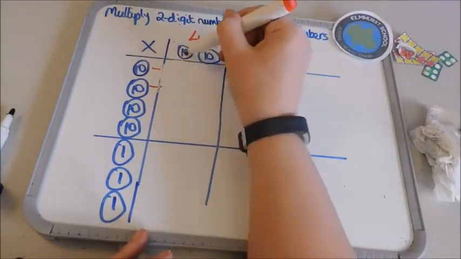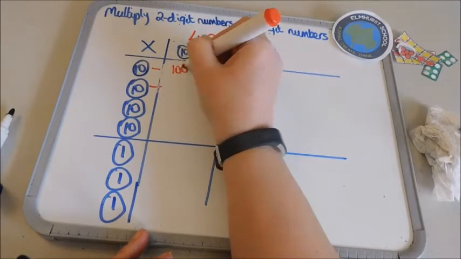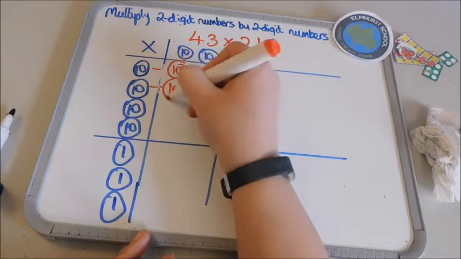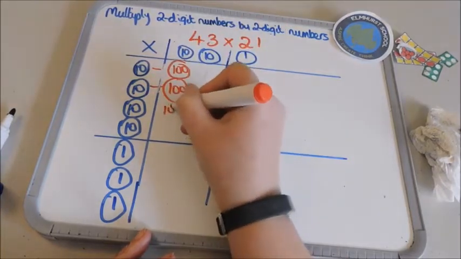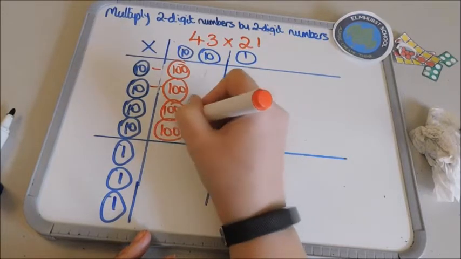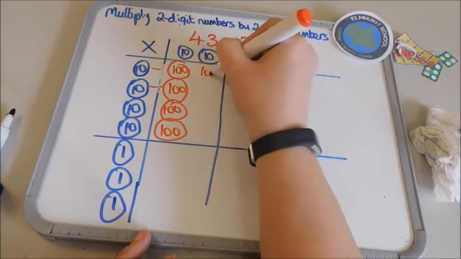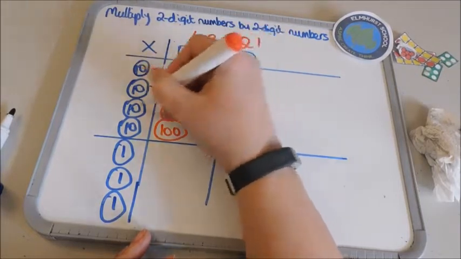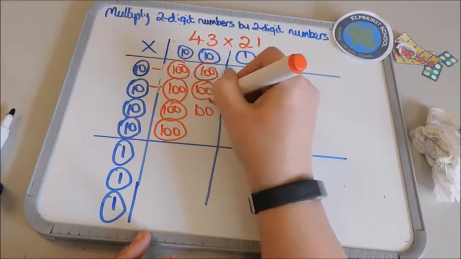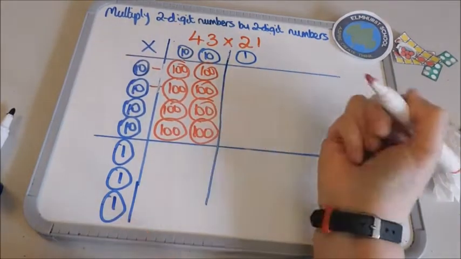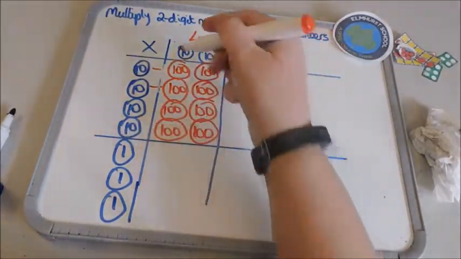So 10 times 10 is 100. 10 times 10, 100, and so on across the grid, each one 100. Now I can go here or here, it doesn't matter.